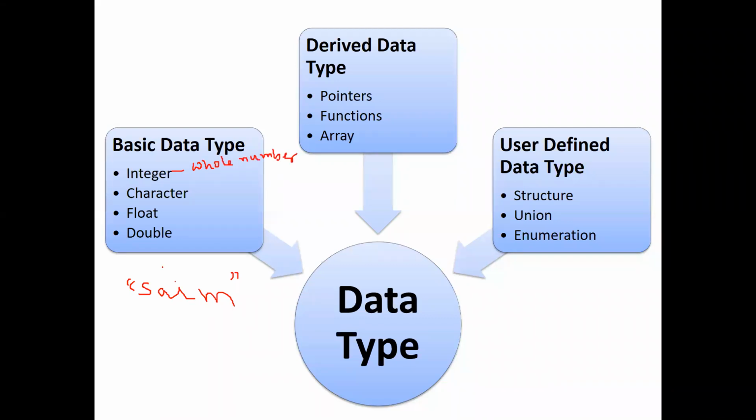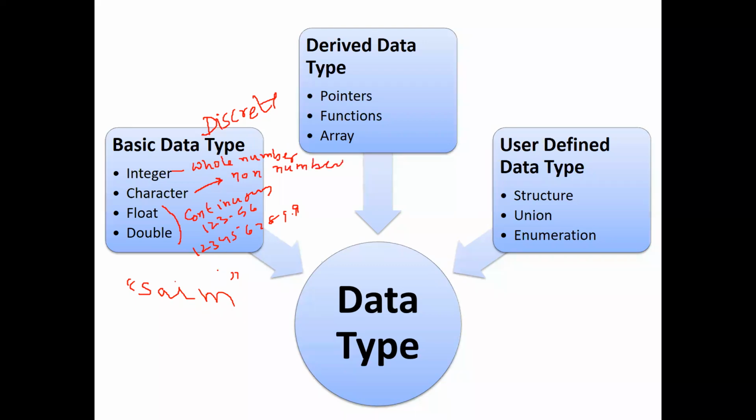These two are continuous data. Float is smaller, like 1, 2, 3.56, and double is larger, suppose 1, 2, 3, 4, 5, 6, 7, 8, 9, 10, 0.9. So this is double, this is float. Integer, a whole number, I can use the term discrete data for it. So this is discrete data, this is continuous data, and this is non-numbers.